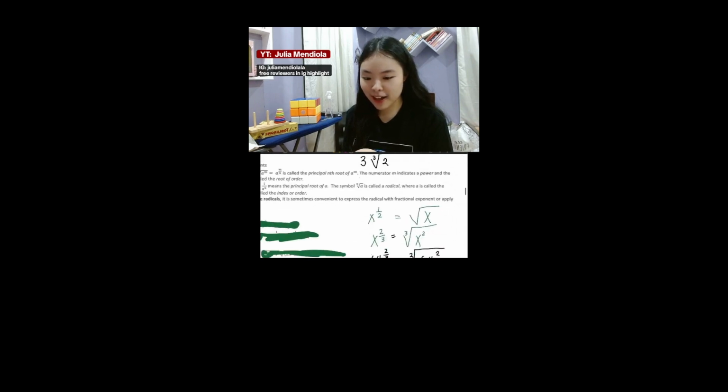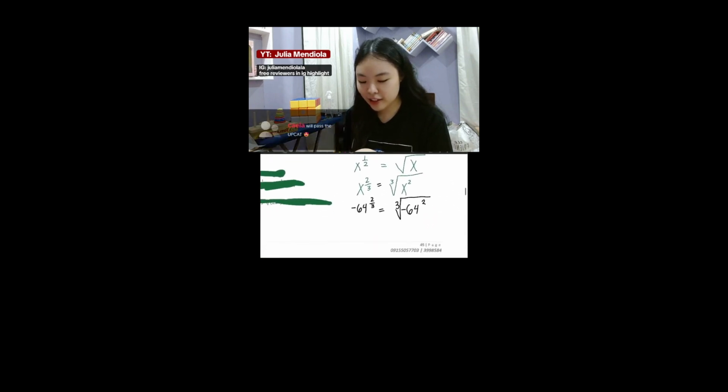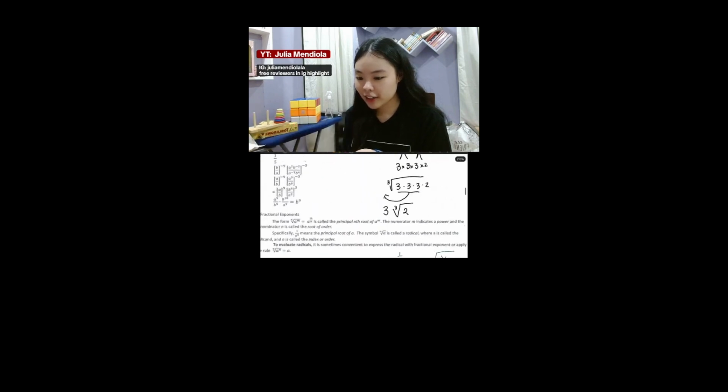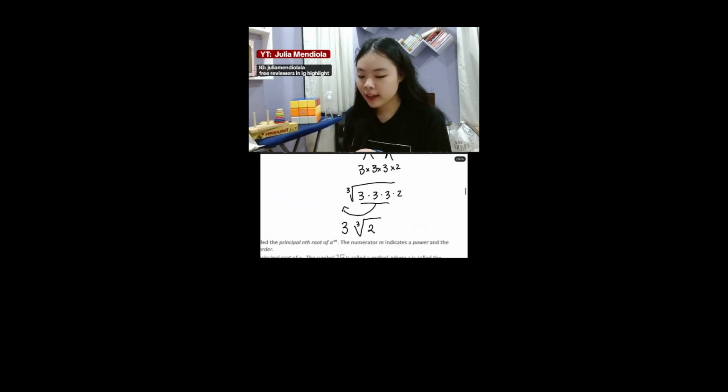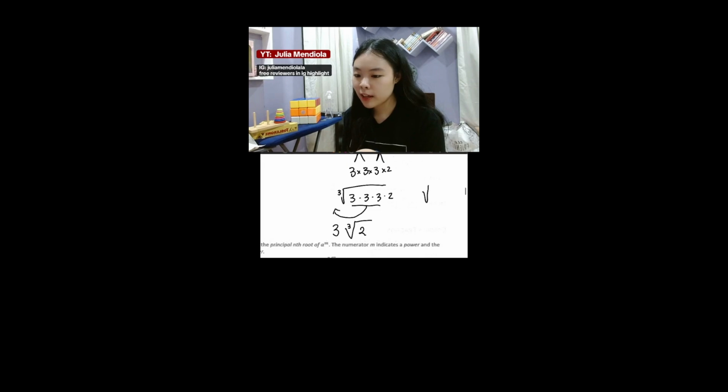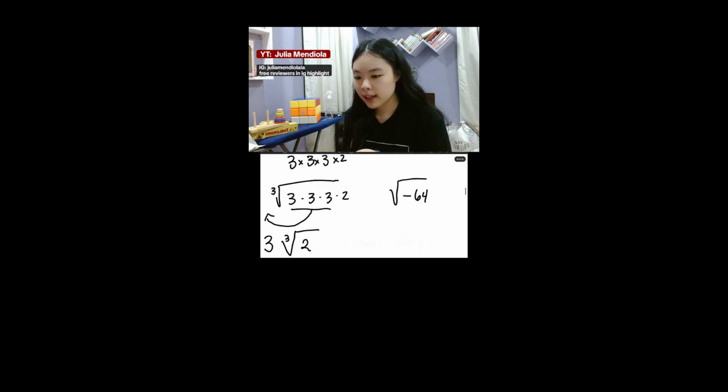Anyway, going back. Ngayon, isolve na natin to. Another thing you need to know, kapag negative ang nasa loob, pwede lang maging negative ang nasa loob, like negative 64, kapag odd ang index. So, pag hindi yan odd, bawal maging negative ang nasa loob.